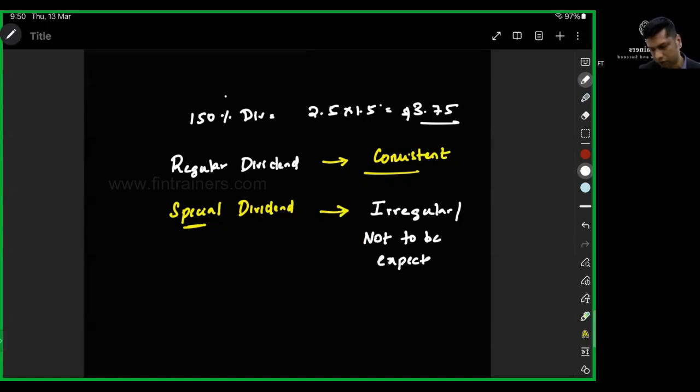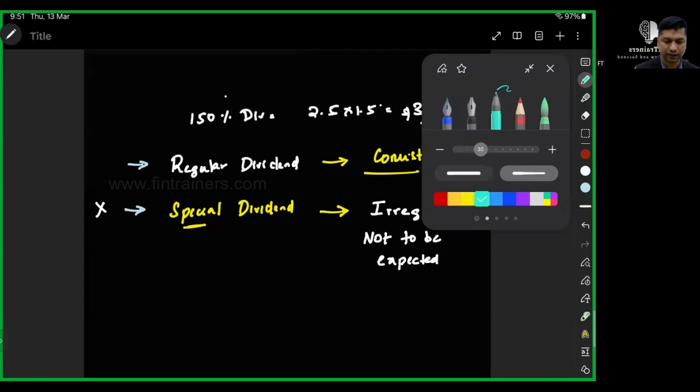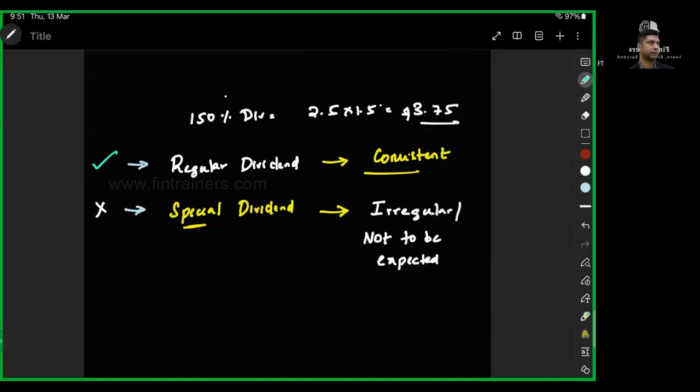Let me ask you. When I'm trying to discount the cash flow, should I consider both the dividends and bring it to today's value? Both the dividends? No. We should only consider the regular dividends. Special dividends we should not consider. We can't estimate it. We should not use that in our forecasted dividends. So the point here is you should not consider it for valuation. We should only consider your regular dividends.